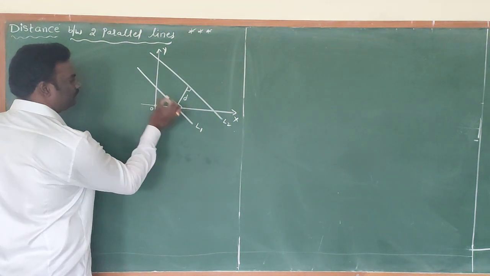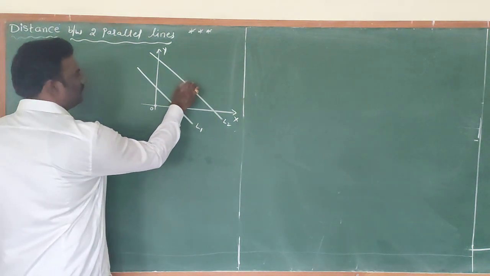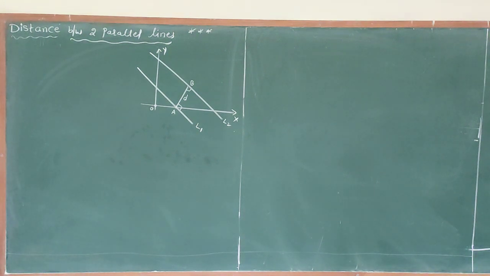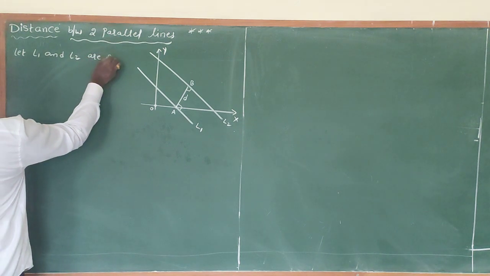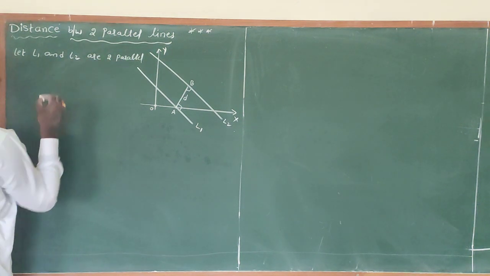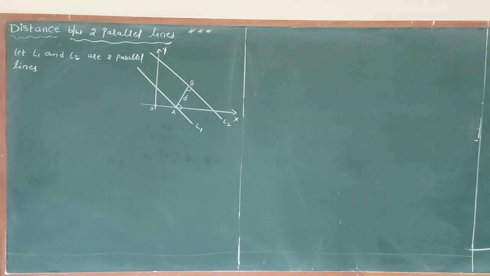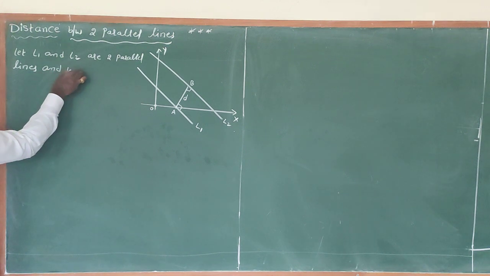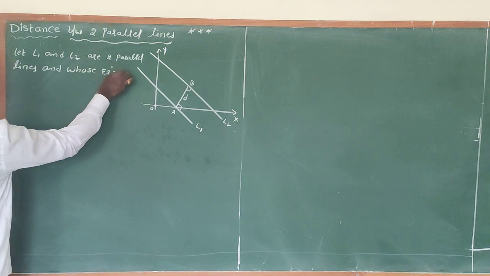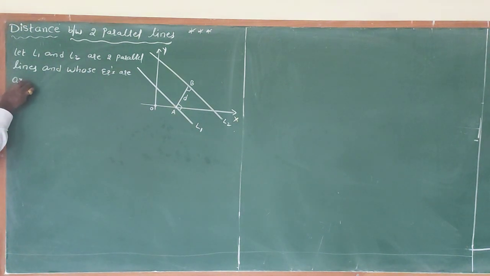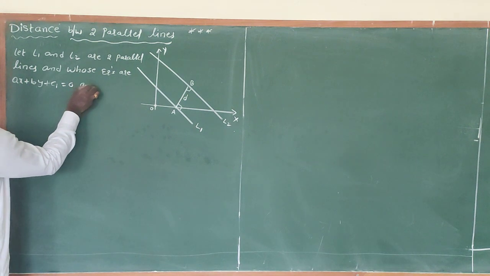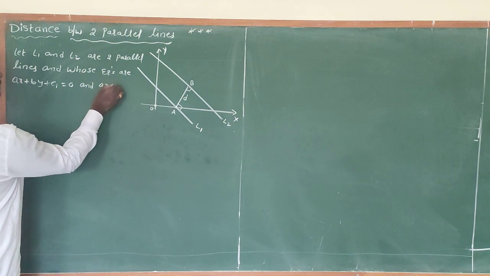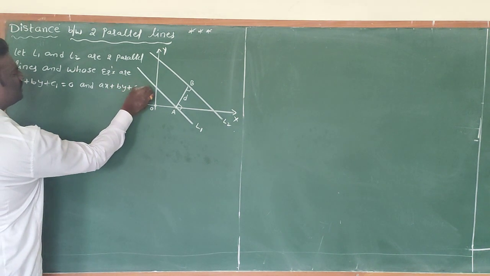Now this is A, and this is B. Let L1 and L2 are two parallel lines whose equations are Ax plus By plus C1 is equal to 0 and Ax plus By plus C2 is equal to 0.